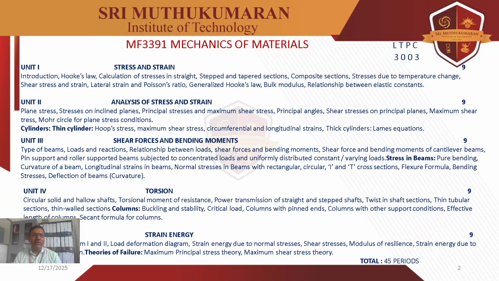This is a five-unit syllabus. Unit 1: stress and strain. Unit 2: analysis of stress and strain. Unit 3: shear force and bending moments. Unit 4: torsion, and Unit 5: strain energy. This is the main syllabus for mechanics of material. The mechanical department has the same syllabus for its strength of materials subject. Both have the same content, but the heading only slightly changes.